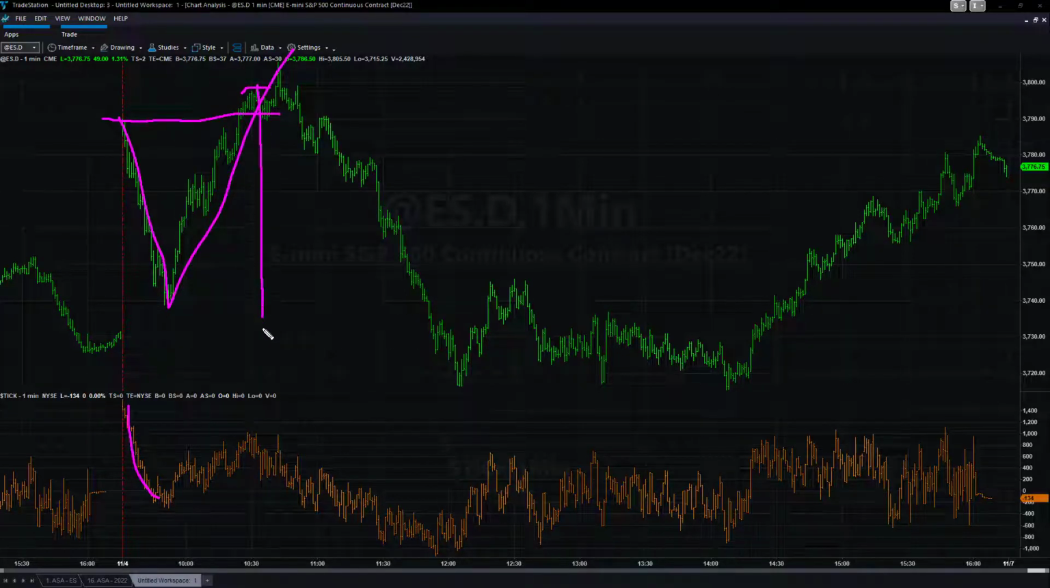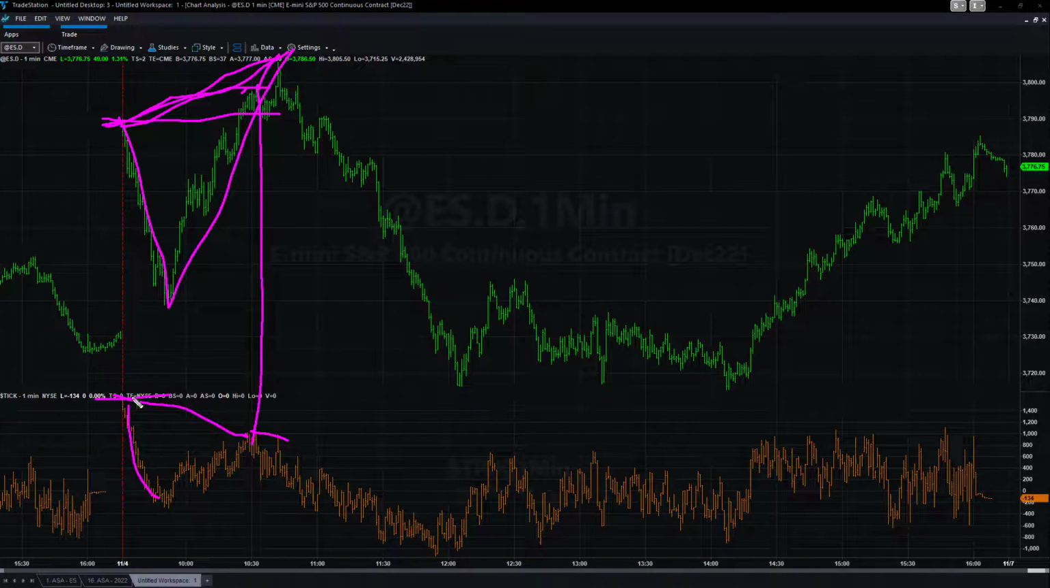But what happened on the tick? It did not take out the tick high. So a lower tick high and a higher high on the market. Then what happened here? Made another higher high. What happened? A lower high. So you have 3 points where the market takes 3 new high points and the tick makes 3 lower points. That's a divergence. And what happened to the market after that? Boom, sold off.